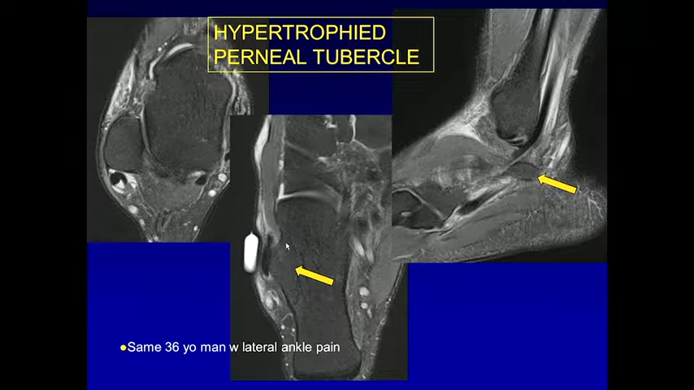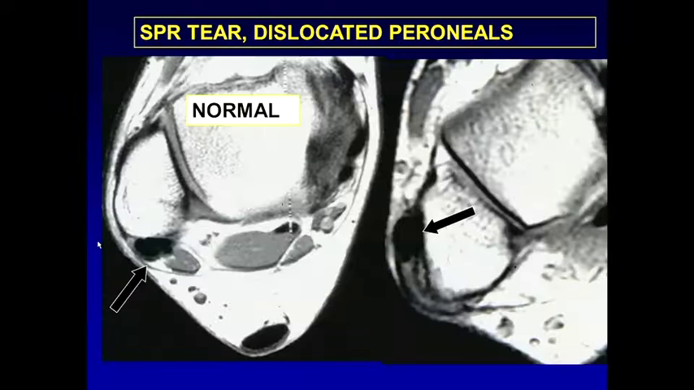Here we have a patient with a big peroneal tubercle laterally displacing the peroneus longus. Notice where the marker is indicating patient's pain, and we have a large amount of tenosynovitis surrounding the tendons.